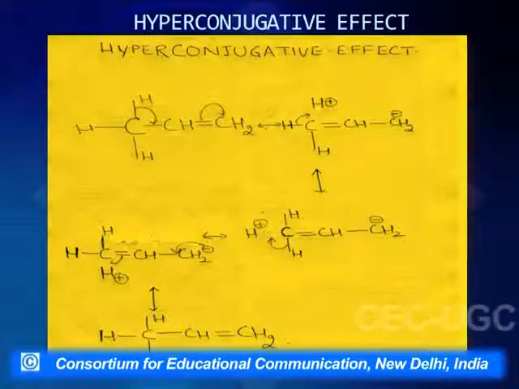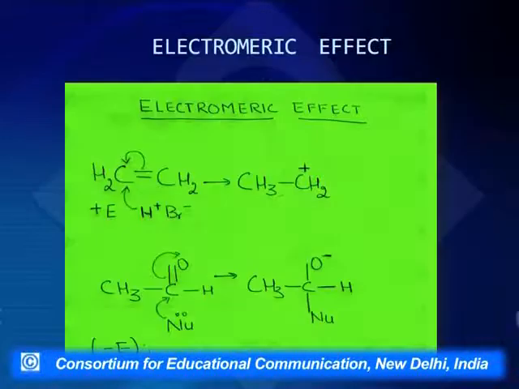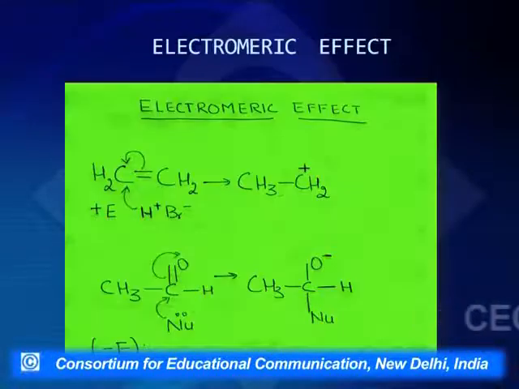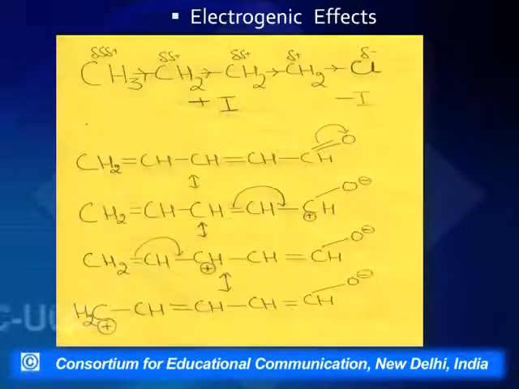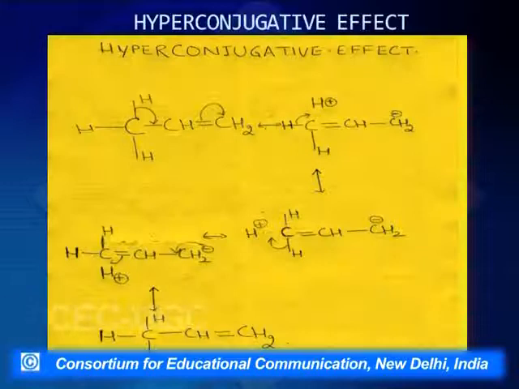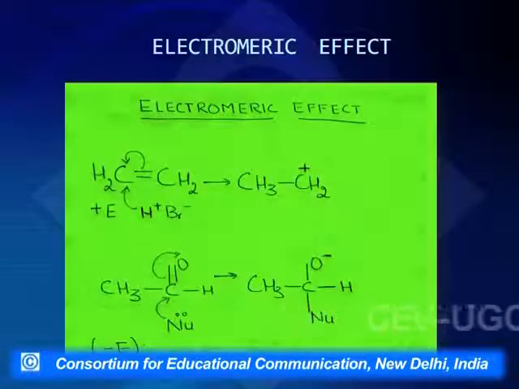because in hyperconjugative structures, one of the structures is having no bond in them. So it is contributing less towards resonance, or the hyperconjugative structures are less stable. So that means the order of magnitude of the effects is resonance, followed by hyperconjugative, followed by inductive. Now we will be taking these three effects and discussing the polarity or other properties of a molecule.